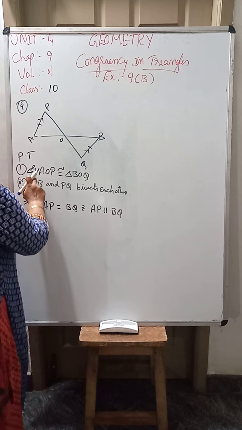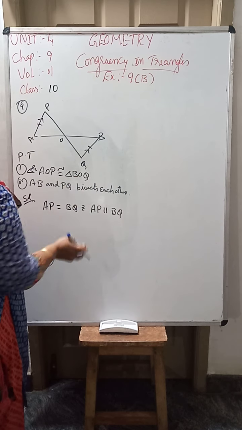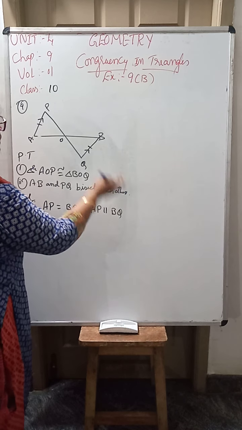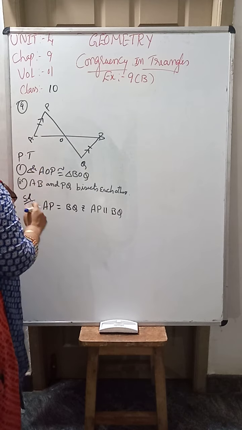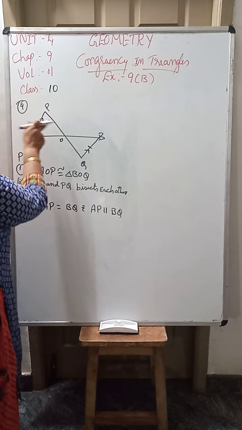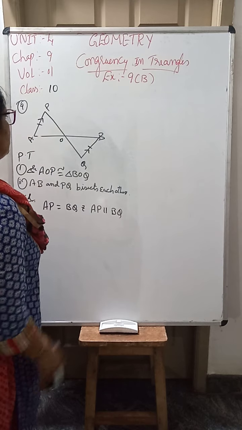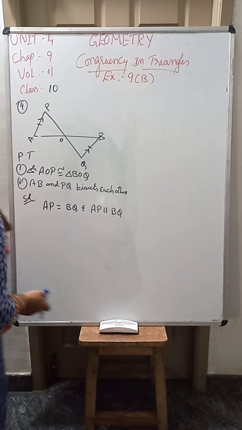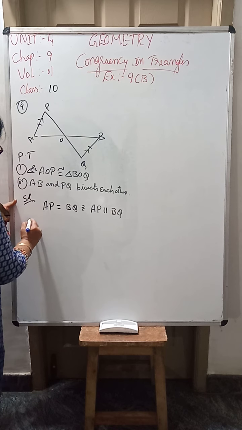And what is to be proved? Triangle AOP is congruent to triangle BOQ. We have to prove, and AB and PQ bisect each other. AB and PQ bisect each other means we have to prove PO is equal to OQ and AO is equal to OB. Then it is understood AB and PQ bisect each other. First, let us prove this congruency.